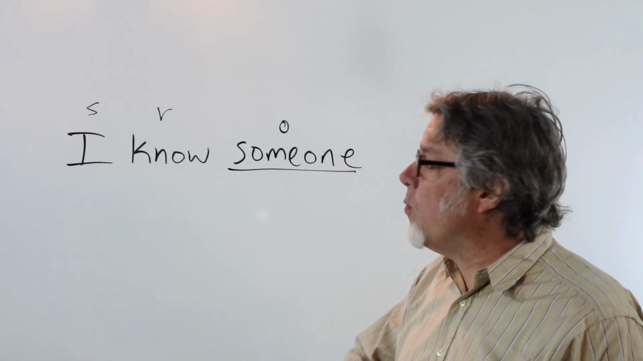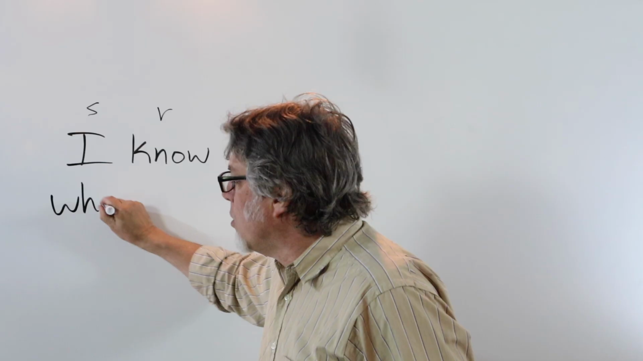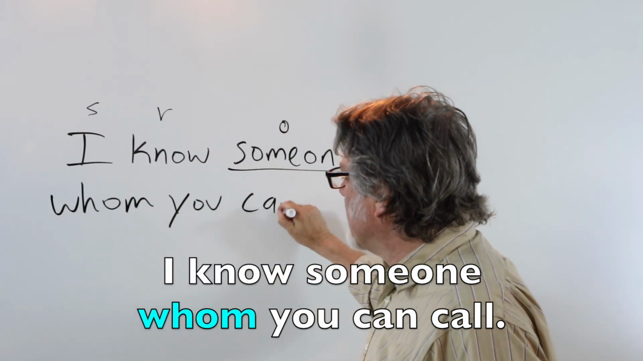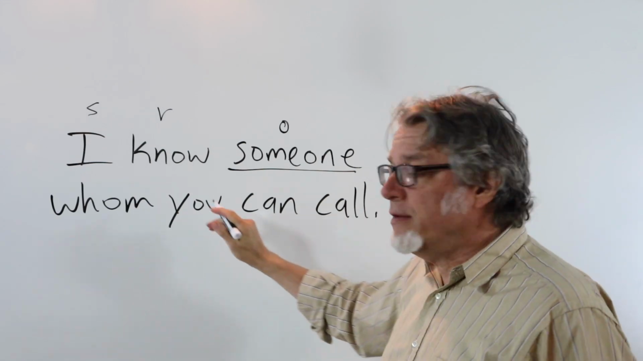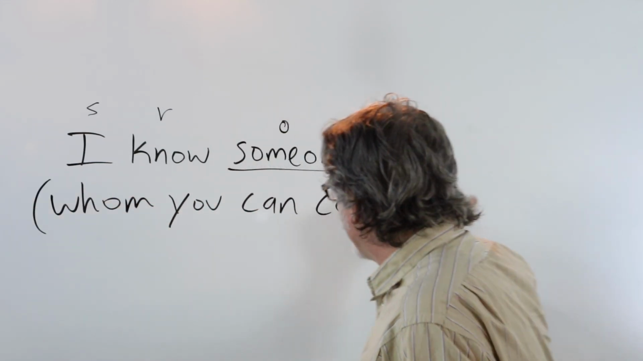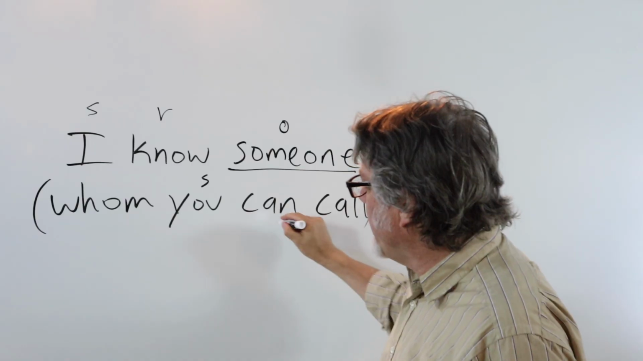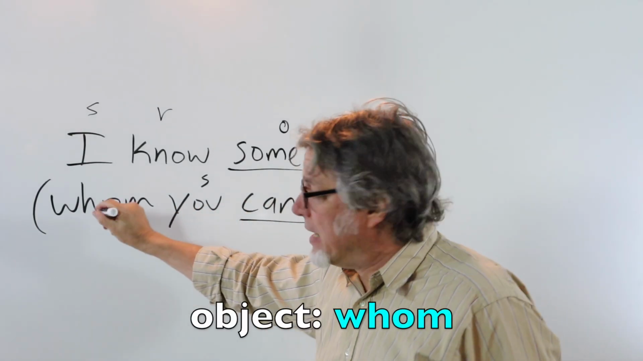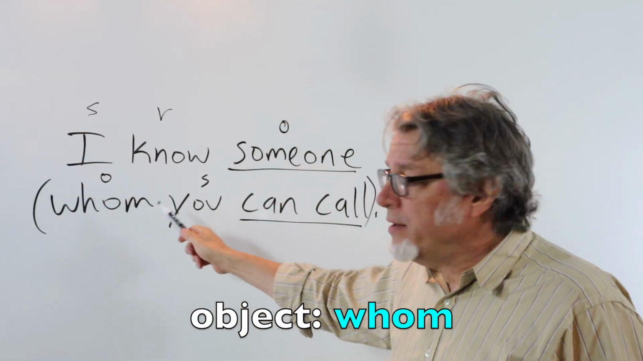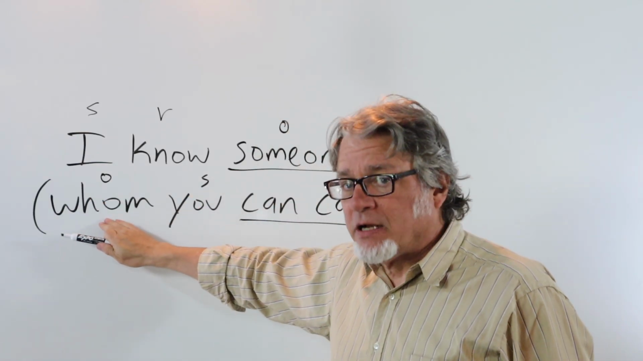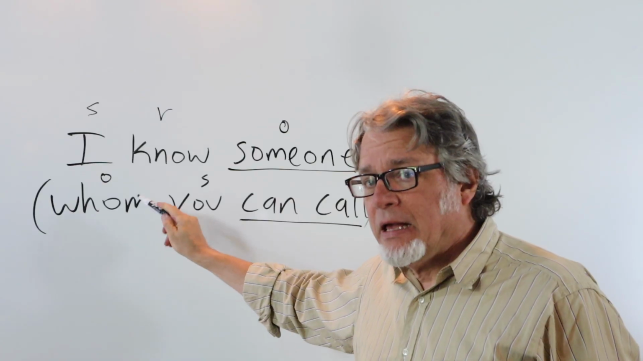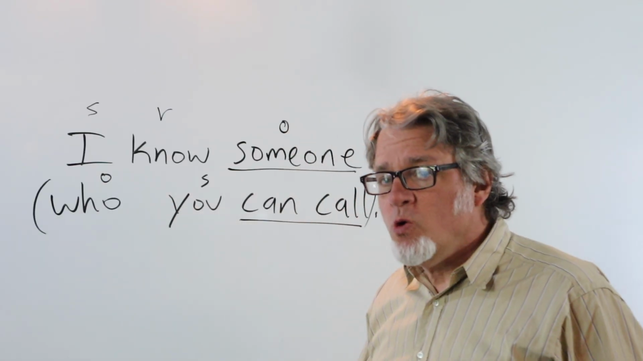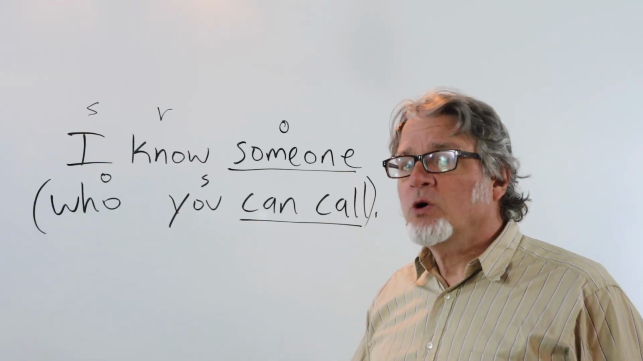I know someone who or whom you can call. In this clause, the subject is you and the verb can call. This is the object. When who is in the form of an object, use whom. Except most people don't use whom. Instead, they use who. I know someone who you can call.